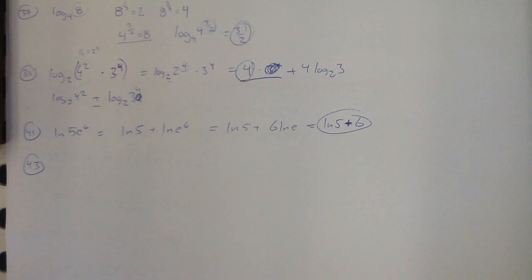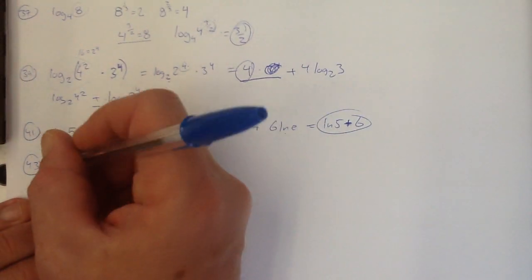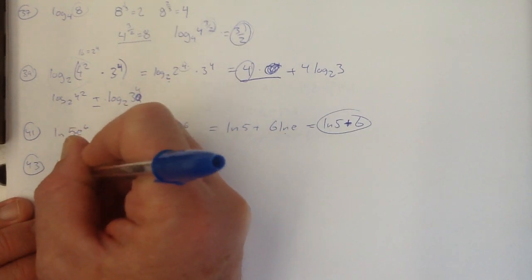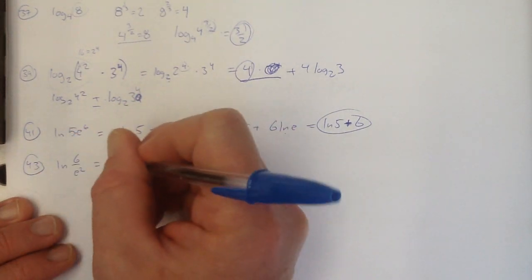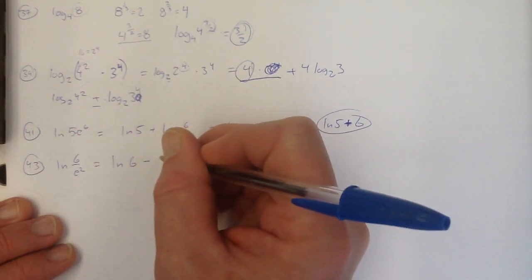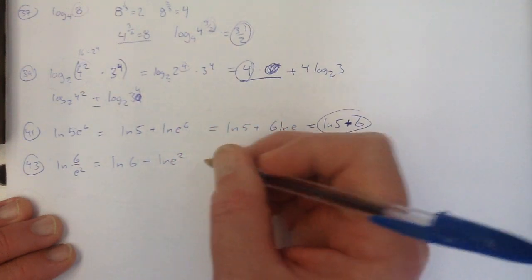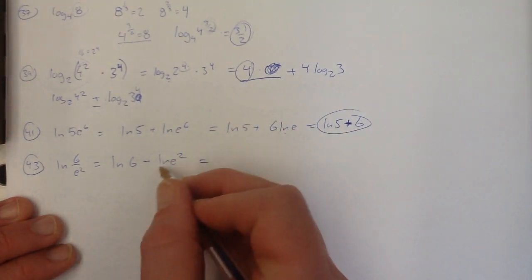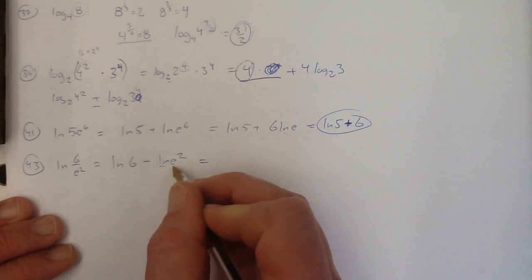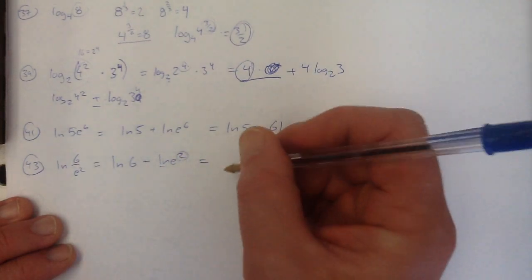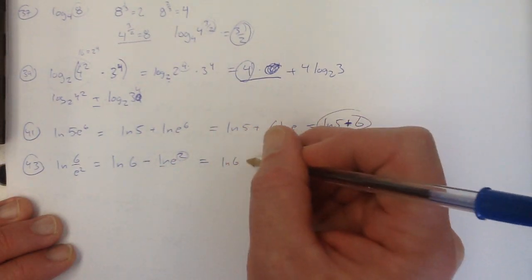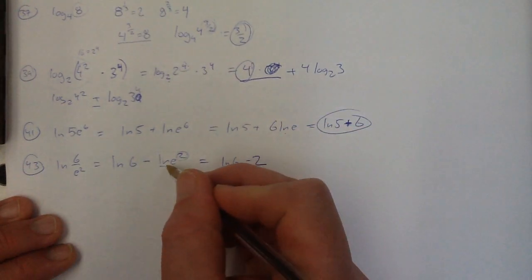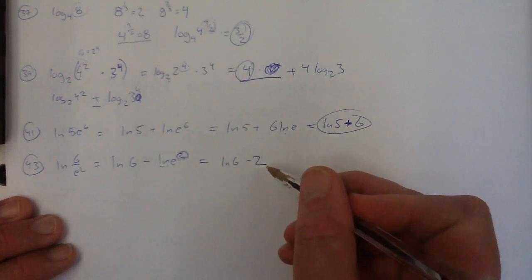All right. Number 43, got natural log of 6 over e squared. So that's subject to this rule. And then it's kind of a logarithm identity. Natural log of e to the something, we just get that. So that's natural log of 6 minus 2. What do you have to raise e to get e squared? 2.